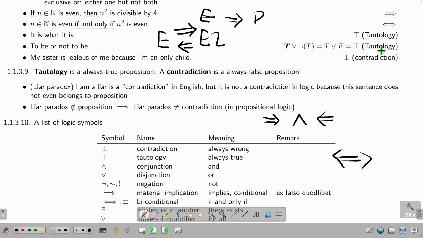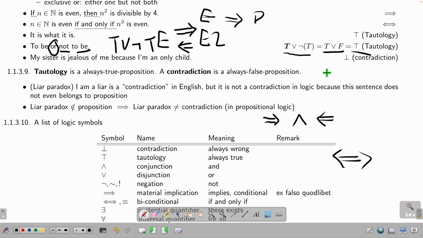This is called tautology. Why? Because this is always true. So this is called tautology. To be or not to be. If I let "to be" start with T, then "not to be" means not T. So I have T or not T. Not T is false, so I have T or false. True or false is always true.